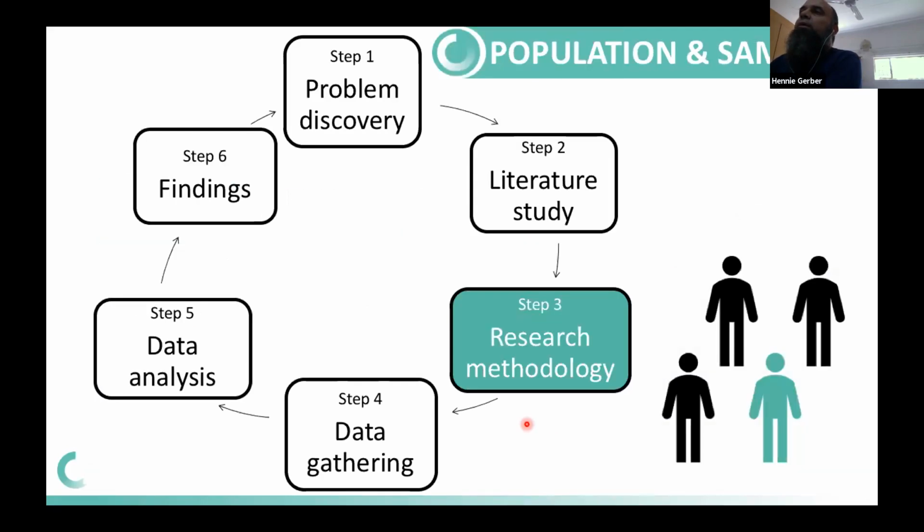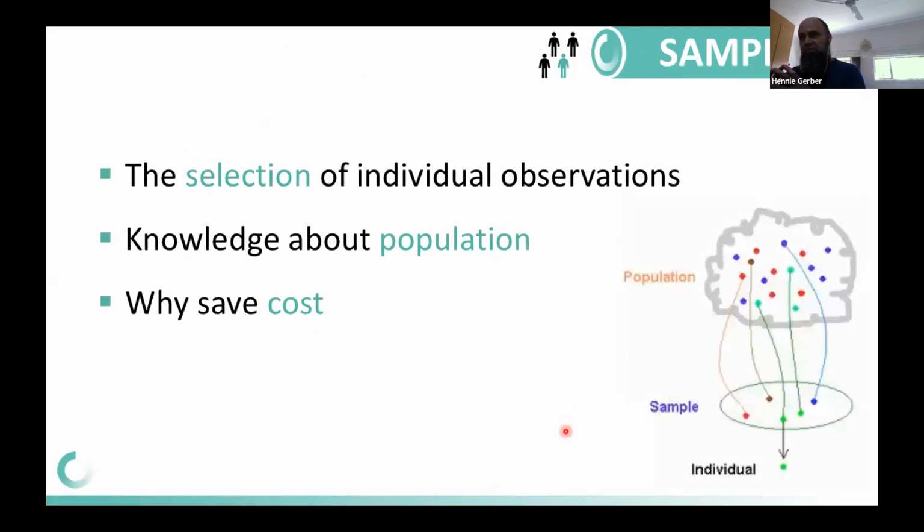Okay, so that's still research methodology. The next thing we look at is your population and your sampling. So we looked at the approach, we looked at the type of research design, now we look at the population and sampling. Just very briefly, what is sampling?